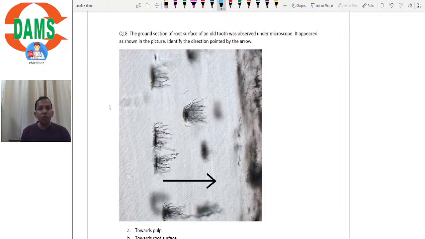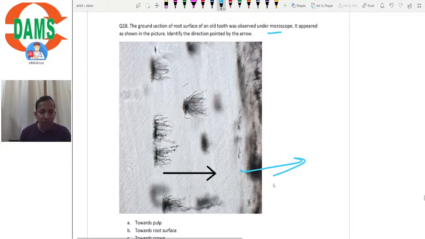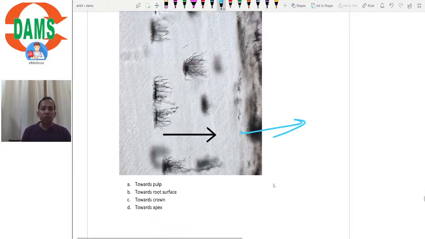The ground section of the root surface of an old tooth was observed under microscope. It appeared as shown in the picture below. Identify the direction pointed by the arrow. तो ये रूट सरफेस का हिस्टोलॉजिकल सेक्शन है जो कि हम माइक्रोस्कोप में देख रहे हैं, और ये एरो है. तो हमें बताना है कि एरो की डायरेक्शन किस तरफ है. Option A towards pulp, option B towards root surface, option C towards crown, and option D towards apex.